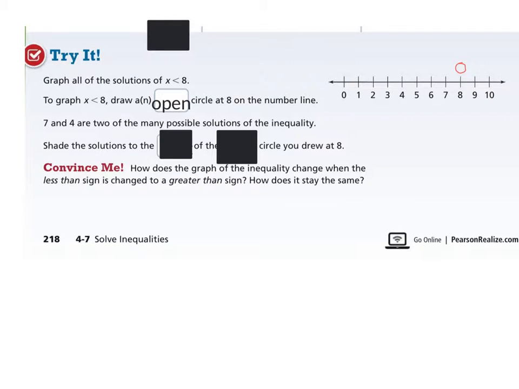Why can't you just put a circle? Like, why do you have to call it an open circle? Because it's not filled in. It's not filled in. So we're just calling it an open circle.